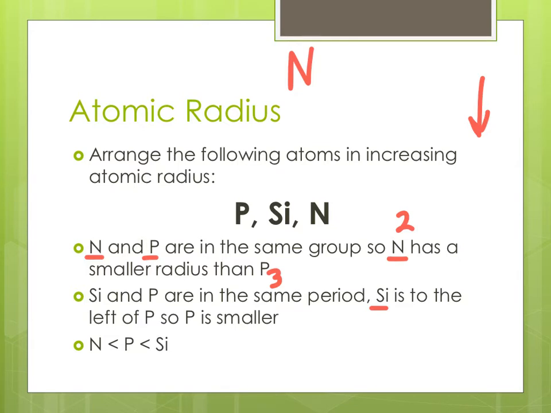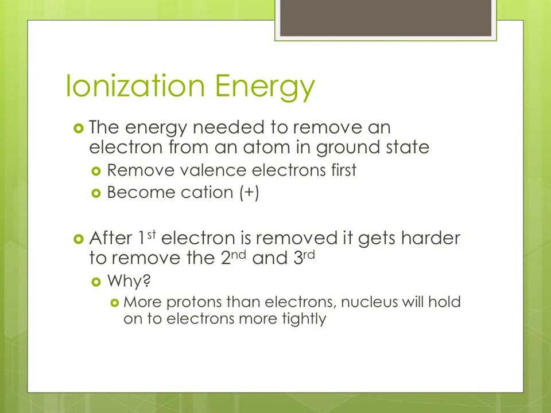And so we can say that nitrogen is the smallest, then we have phosphorus, and then finally silicon. So you guys should be able to evaluate the atomic radius of elements the same way that I just demonstrated in this problem. The next trend we're going to discuss is ionization energy.